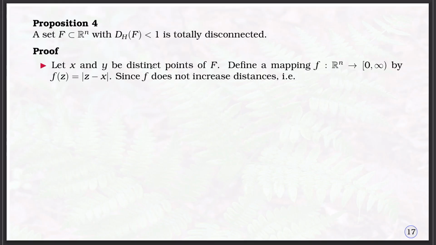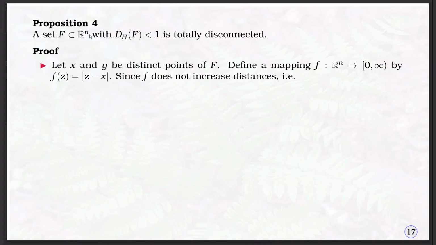Now let us discuss some properties of the set F with respect to their Hausdorff dimension. Now we are going to discuss the topological property of the set F with respect to their Hausdorff dimension. You can take a set F in R^n. If this set has Hausdorff dimension less than 1, then the set is totally disconnected.